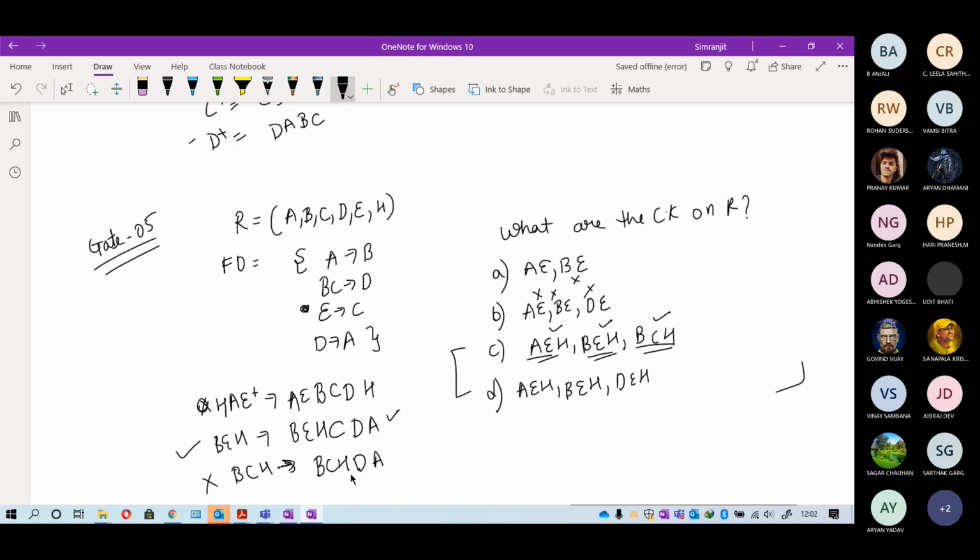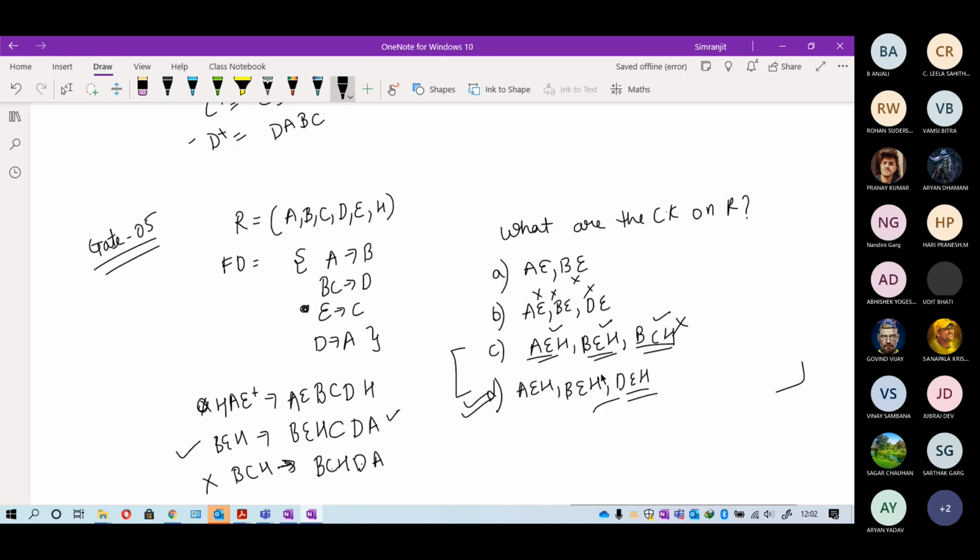Okay, so A, B, C, D, E is not there, so BCH cannot be a key, so it is not the answer, but the remaining will be this one. D will be the answer. Okay, so it's very close between C and D, but the answer is D, because BCH is not a key. You already know that. AEH and BEH is a key, so the remaining will be DEH.